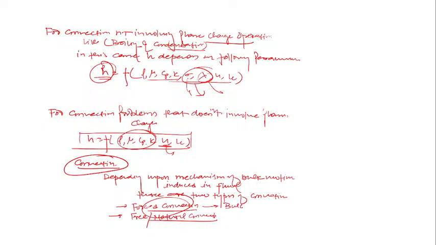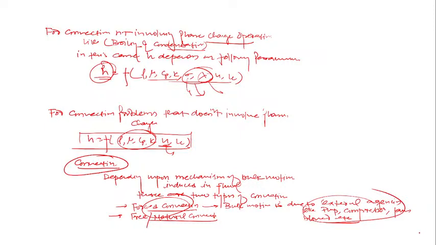Here bulk motion is due to external agencies like pump, compressor, fans, blowers, etc. So these are the sources of the bulk motion.